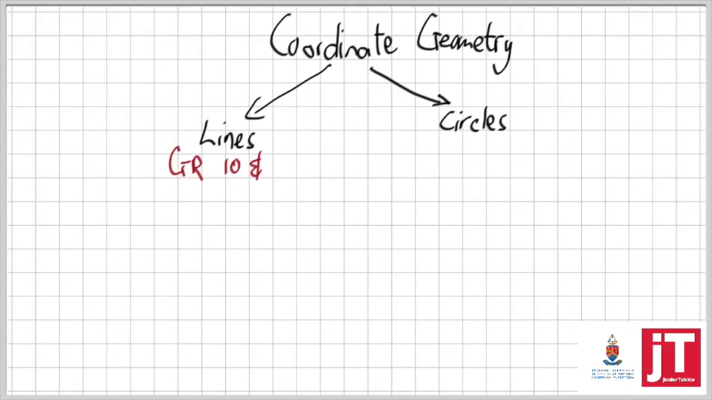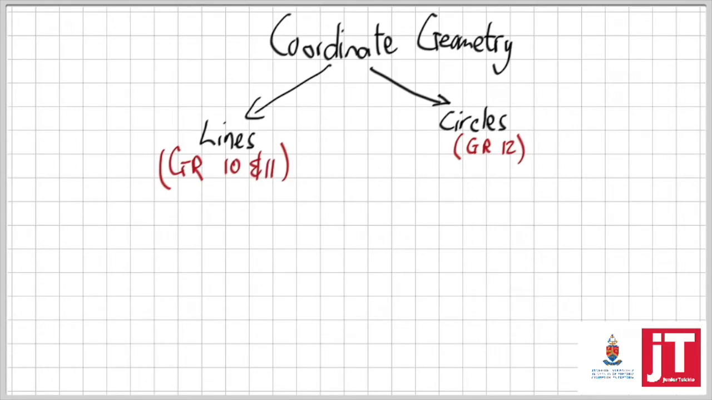Now, the first thing that we have to understand is that lines will be covered in grade 10 and 11, while circles will be covered in grade 12. That's if your school follows the normal CAPS curriculum. Some schools might decide to mix it up a little bit, but this is the general CAPS formula.